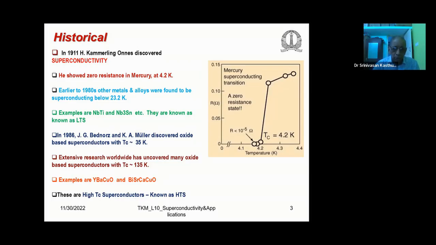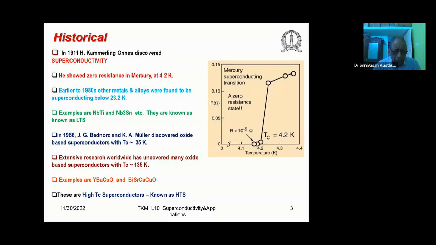Later on, we came to know that along with this, there is also a Meissner effect, which means the material entirely becomes a diamagnet. You understand what a diamagnetic material is? Diamagnetic material means the material will not allow the magnetic field to penetrate inside. That's the property of the material.